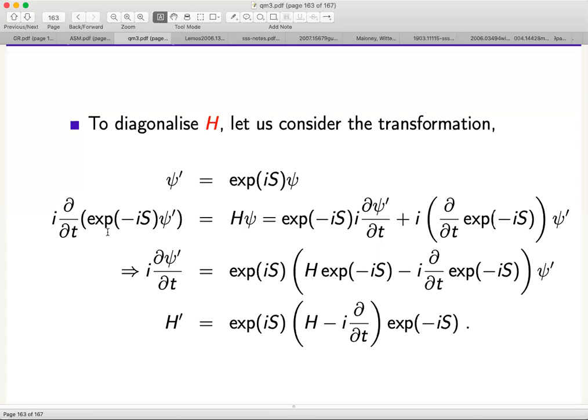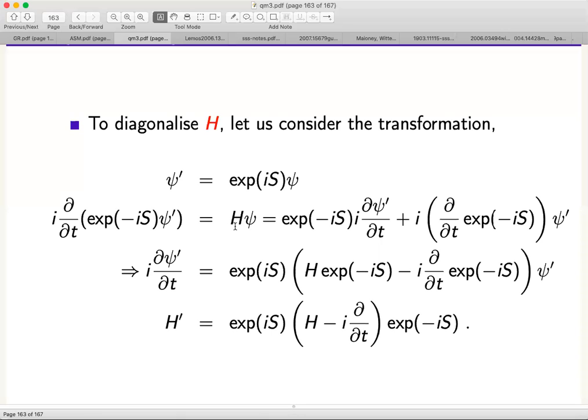Okay, this quantity can be expanded: either the derivative acts on psi prime or the derivative acts on e to the minus iS. Okay, so here are the two terms. What we'll do is collect i del psi prime by del t on the left side, and rewrite the entire expression in terms of H psi prime.